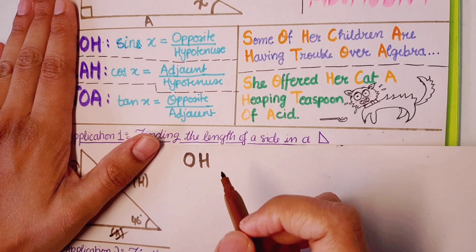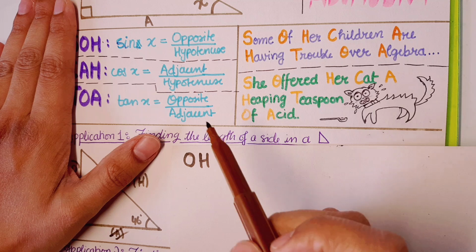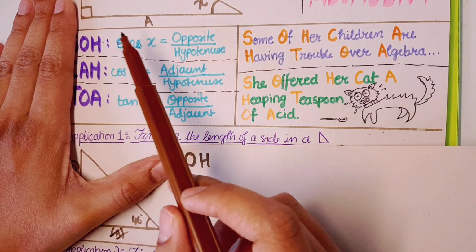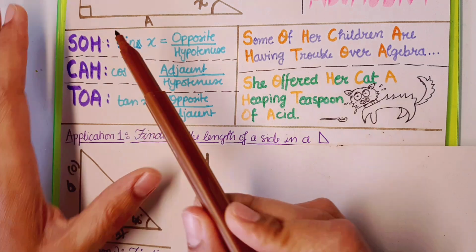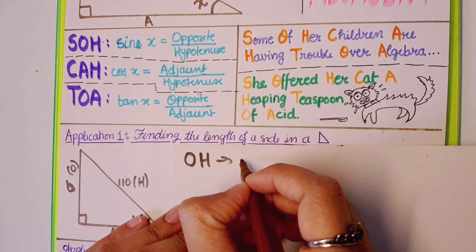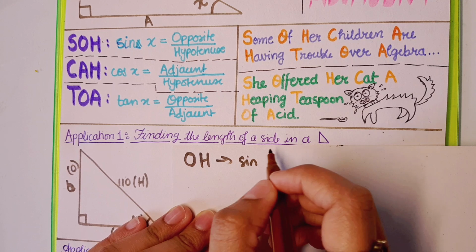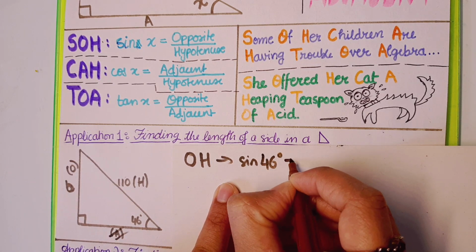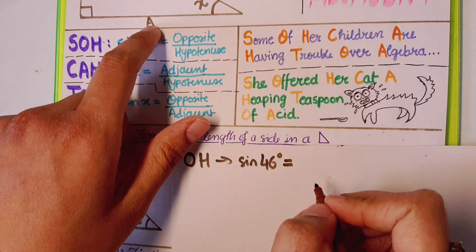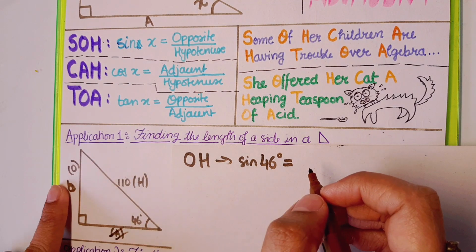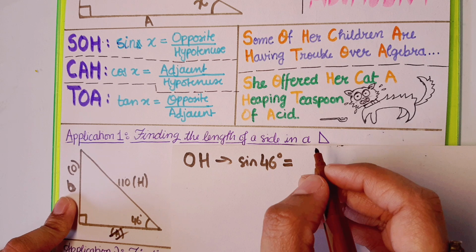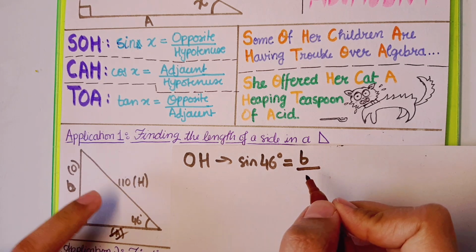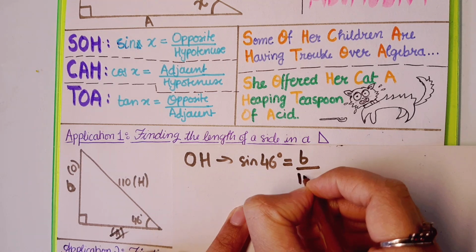So then we look back at the SOH CAH TOA, and we see, well, O and H, that's matching over here, so we'll have to use the first equation, the SOH. So we'll just quickly write it down, and that will be sine of an angle, and that angle in this case is 46 degrees, is opposite over hypotenuse. The opposite in our case, the O, is the B, right, which we have to find out, and the hypotenuse is 110.